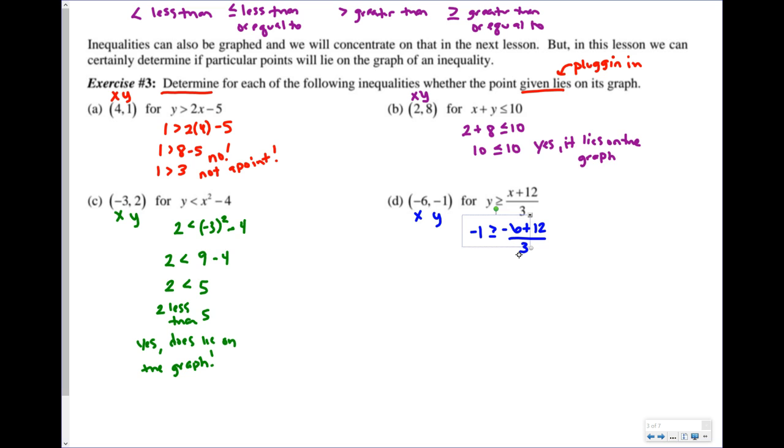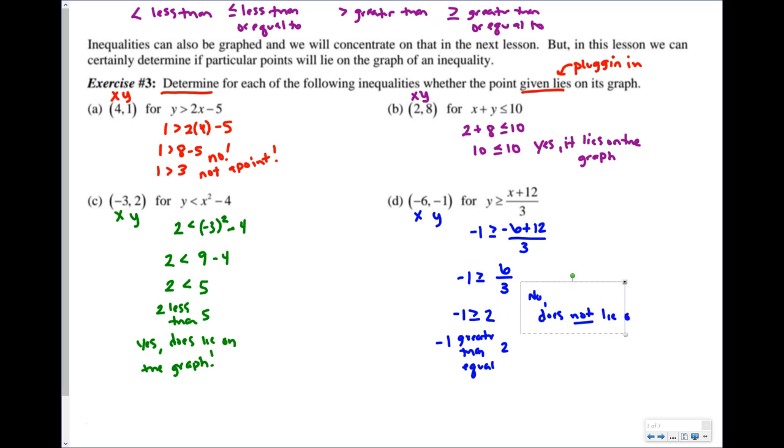So I get negative 6 plus 12 over 3. This becomes a 6 on the top. Negative 6 plus 12 is 6 divided by 3. And I get negative 1 is greater than or equal to 2. That is not true. Negative 1 is not greater than or equal to 2. So this does not lie on the graph. Okay?